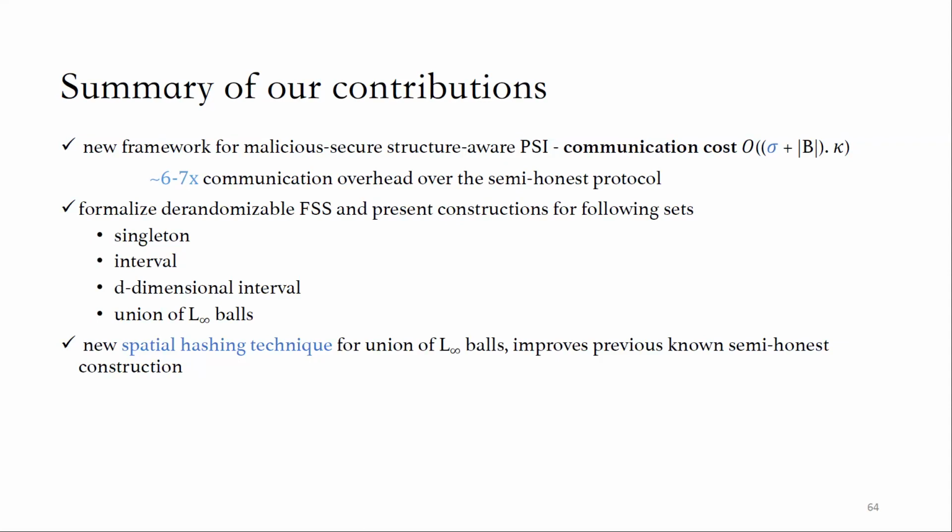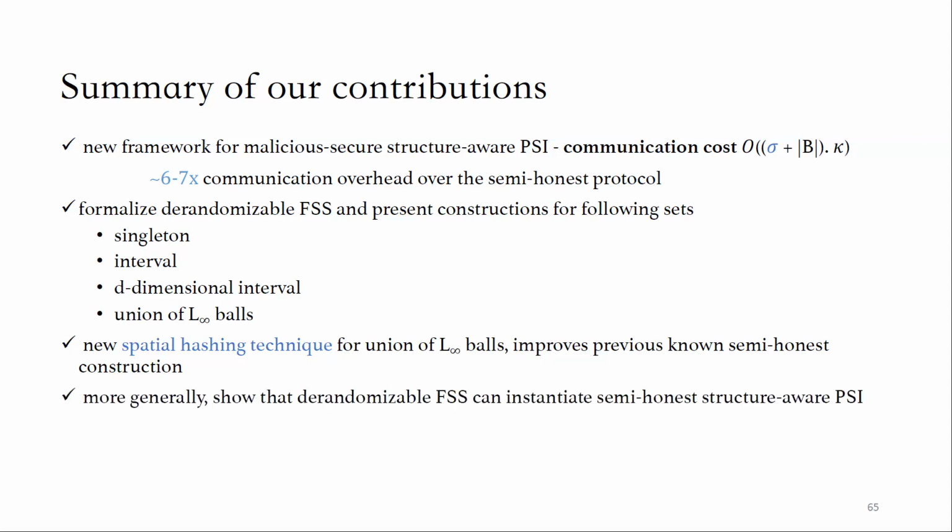And interestingly, this construction also improves the previous semi-honest construction for the union of balls FSS in this L infinity norm. And more generally, we're able to show that if you have a de-randomizable FSS, it's also sufficient to instantiate semi-honest PSI. So now all you have to do is design efficient schemes for de-randomizable FSS with succinct share size to get good communication.